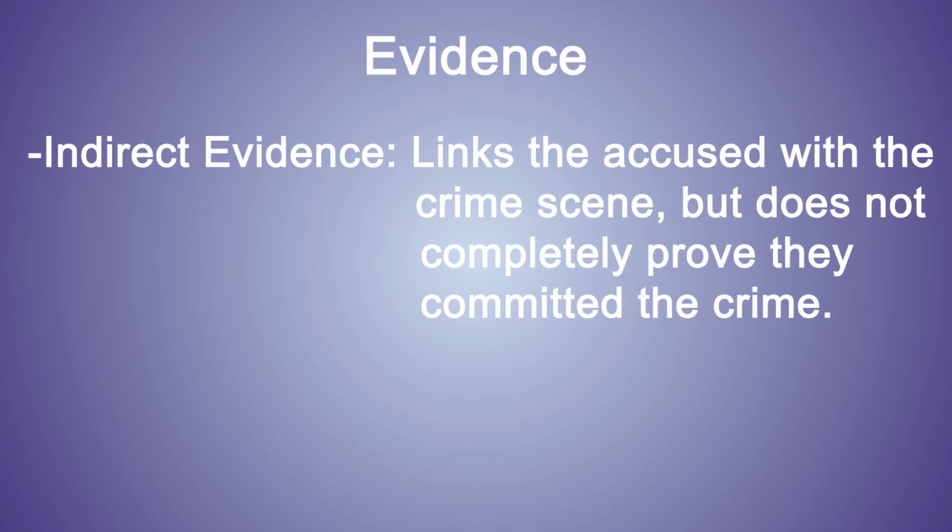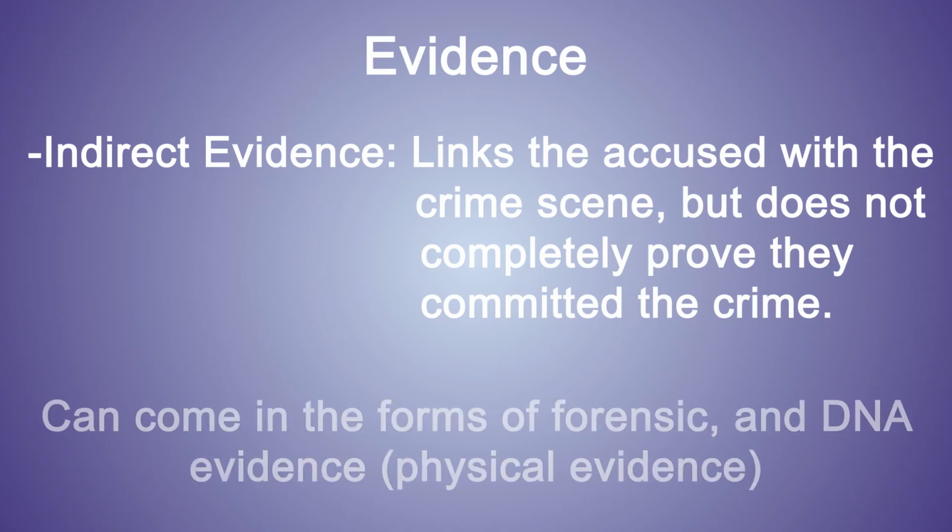Indirect evidence links the accused to the crime scene, but does not prove that they committed the crime. This is also called circumstantial evidence. These can come in a variety of forms, such as physical evidence, which includes forensic evidence, which is basically evidence found at the crime scene, such as hair and fibers, as well as photographs of the crime scene, or DNA evidence, which is basically body fluids, hair, and nails, anything that contains the accused's DNA that can be used to link them to the crime scene.